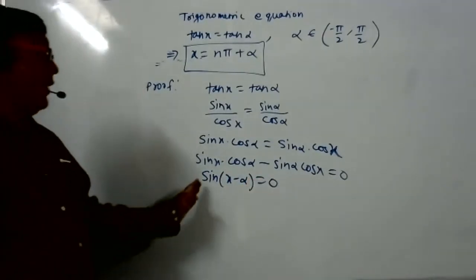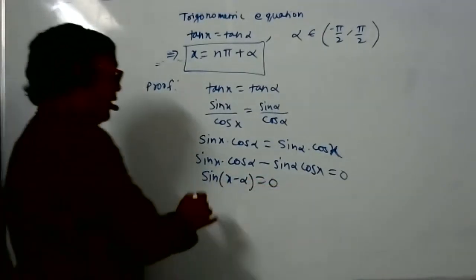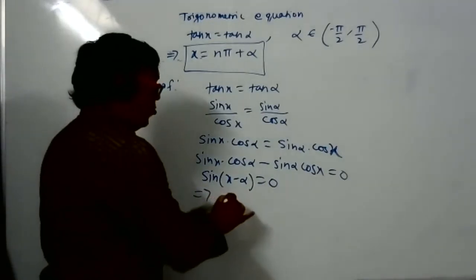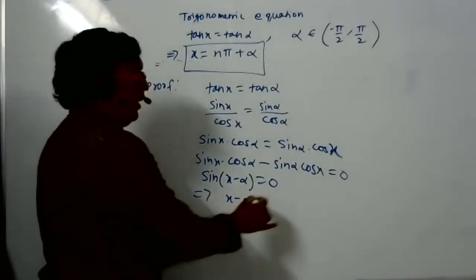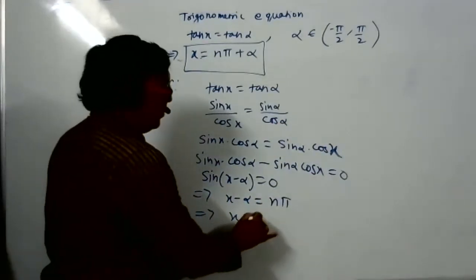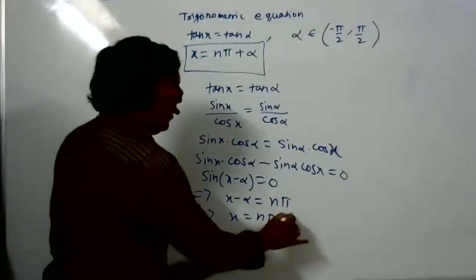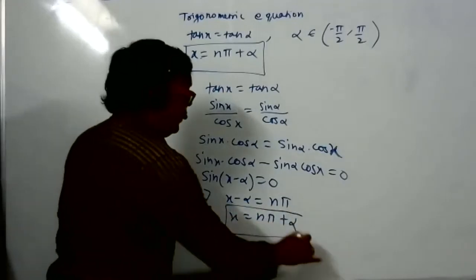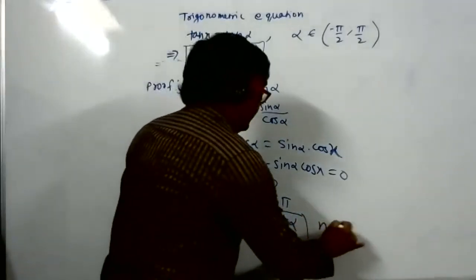Now students, sine of an angle is 0. So what can you tell about the angle? Sine theta is 0, theta is how much? N pi. But I am interested only in x. So x minus alpha is n pi, so x is equal to n pi plus alpha, n belongs to integer. This is the answer. Write down.